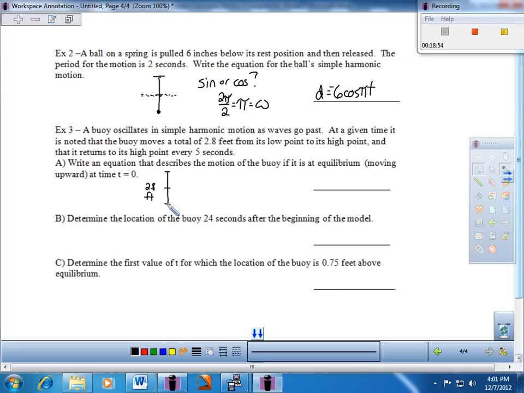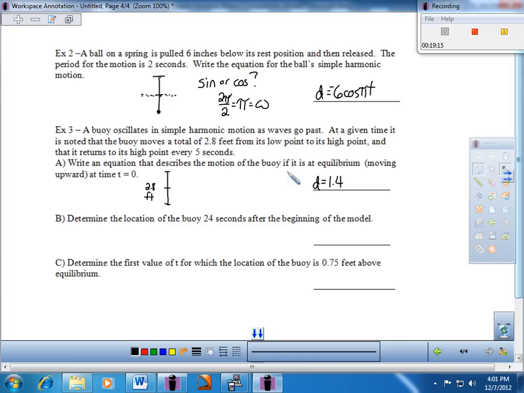The way I put this together, everybody, is that displacement is going to go from that rest position 1.4 feet above it and then 1.4 feet below it. So that was the first order of business. And then in terms of the period, I did 2 pi over the period in order to get my omega value. Oh, and by the way, I guess we should talk sine or cosine here before I even do that.